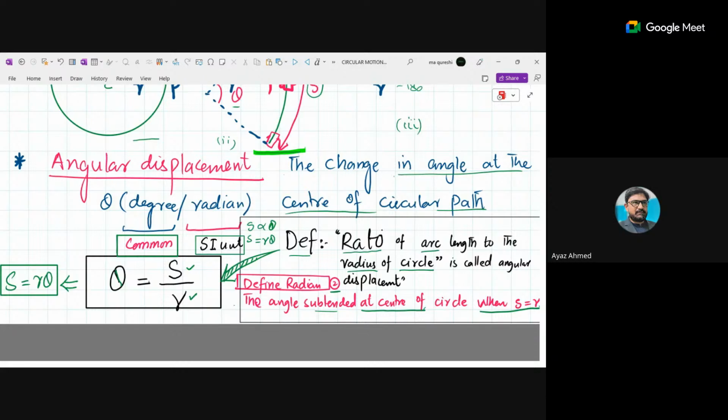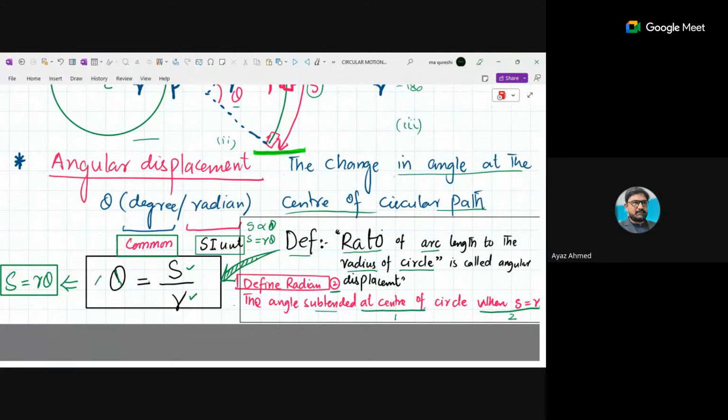Its unit is radian, and we are asked to define the radian in the exam for 2 marks. It is the angle subtended at the center of the circle when the arc length becomes equal to the radius of the circle. One mark is awarded for each part. So mathematically, theta equals s divided by r.